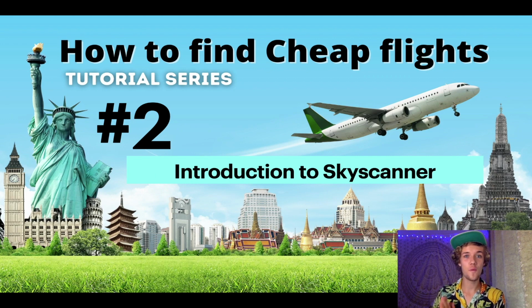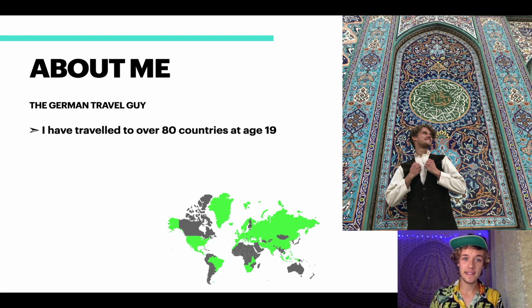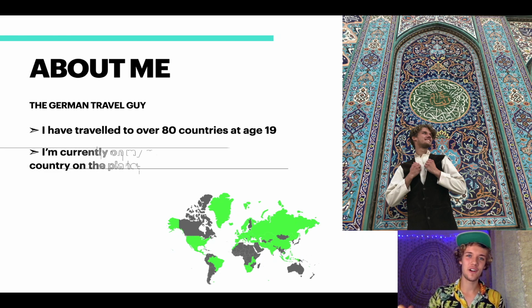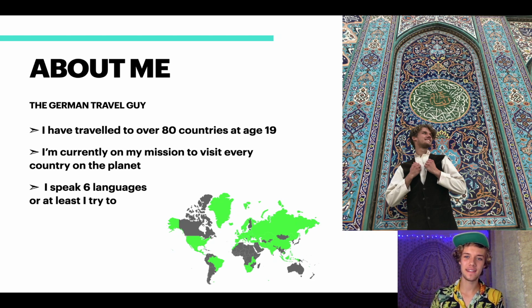Before I share with you why Skyscanner is so powerful, let me just quickly introduce myself. My name is Luca Pferdmenges. I'm the German travel guy, and I have traveled to over 80 countries at age 19, and I'm currently on my mission to visit every country on the planet. So this is my big dream. And I speak 6 languages, or at least I try to. On the right here, you can see a quick picture from Kabul, Afghanistan. Such a beautiful country. I really like it a lot. I love traveling. You can see my travel map down there, all the places I've been to. I hope this map will fill more towards the end of the year when things open up a bit more again.